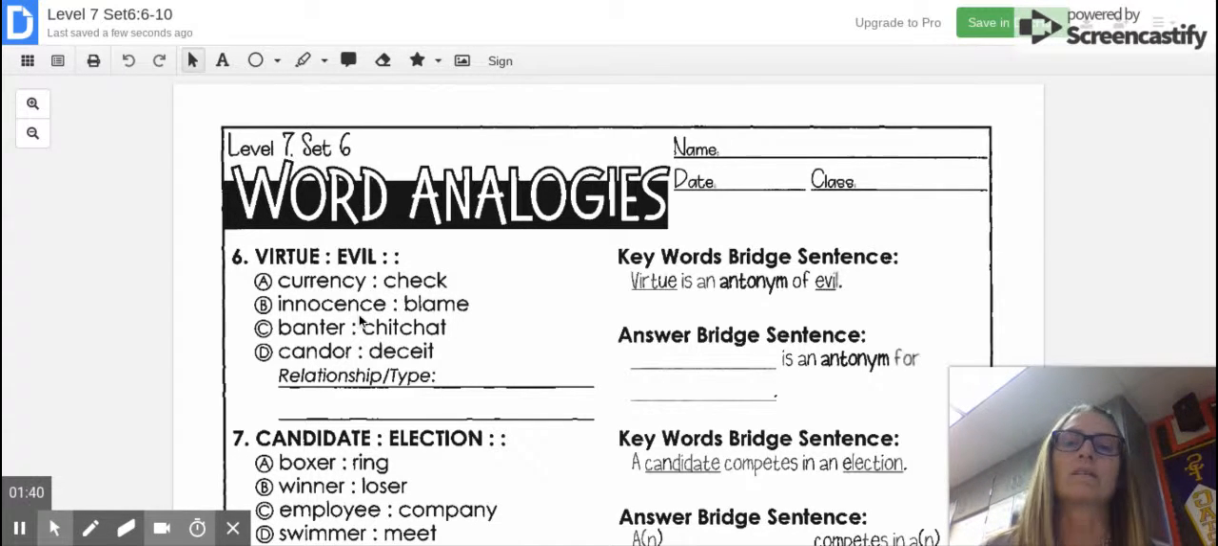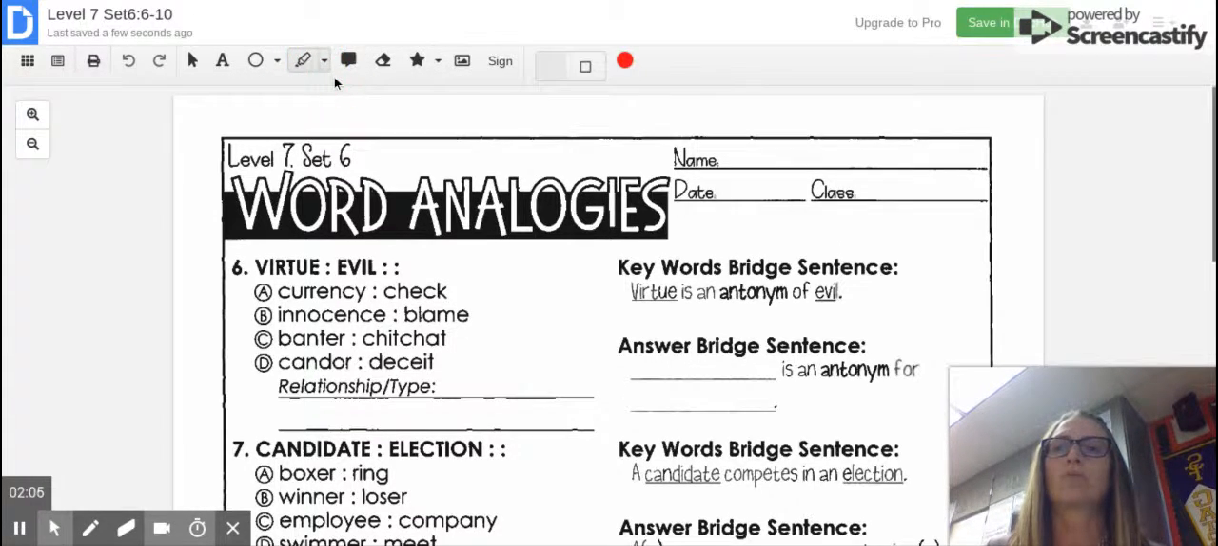Banter and chit chat. Banter is like talking back and forth. Chit chat means the same thing, so that's not an antonym either. Candor and deceit. Candor is like you're being very truthful. Deceit means you are not being truthful. So there is our antonym. So our answer is candor and deceit. I'm going to grab the highlighter.